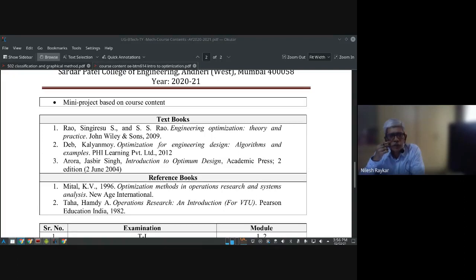As part of your mini project, each of you will have to identify one problem from mechanical engineering, since all of you are mechanical engineers, and you have to formulate the problem and solve it using the techniques that we are learning in this course. That will give you confidence that whatever we are learning, it works or it doesn't work. At least you should know what doesn't work. Okay, that's all. Any other questions or queries?